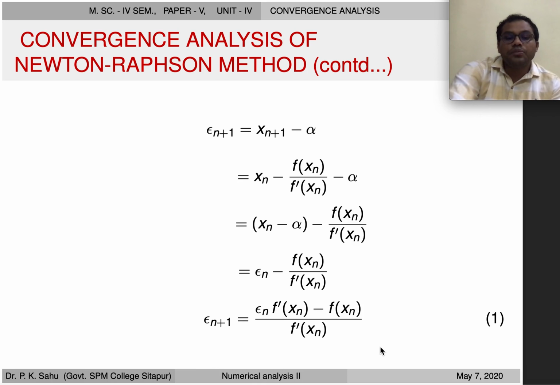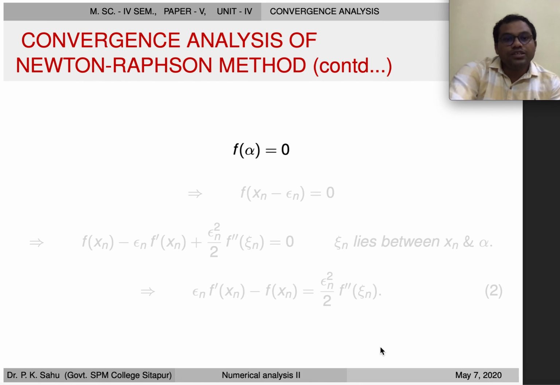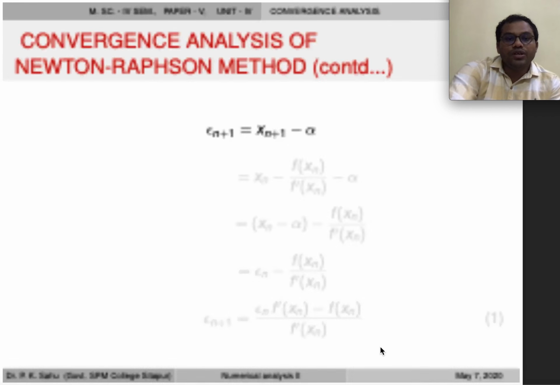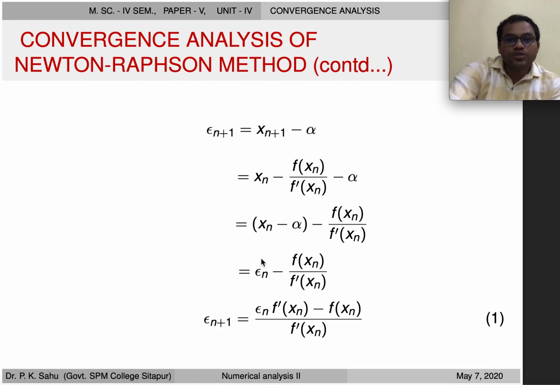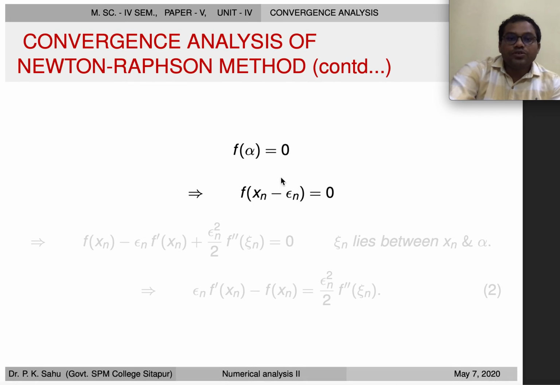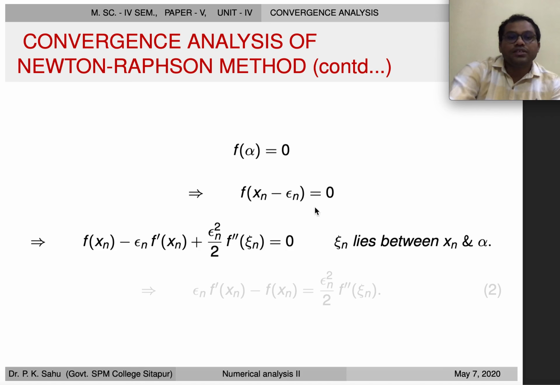Now we want to simplify this, making use of the fact that alpha is the root of the given equation, meaning f of alpha is 0. From here, alpha can be written as xn minus epsilon n. So let's use that property. f of alpha equal to 0 means f of xn minus epsilon n is equal to 0. Now expand it by using Taylor's expansion. Then we have f of xn minus epsilon n f prime of xn plus epsilon n squared divided by 2 f double prime of xi n.